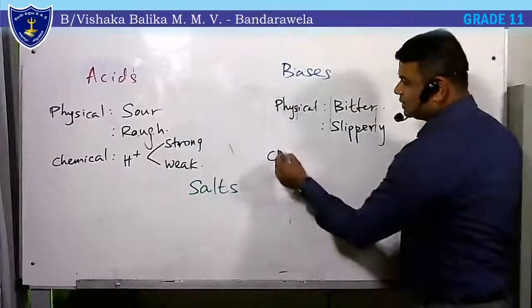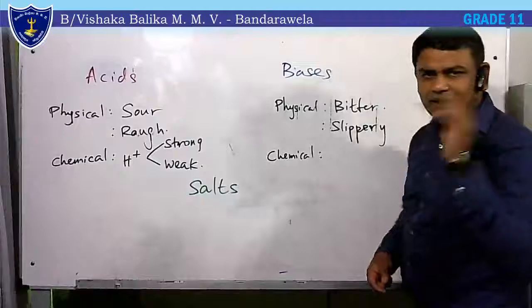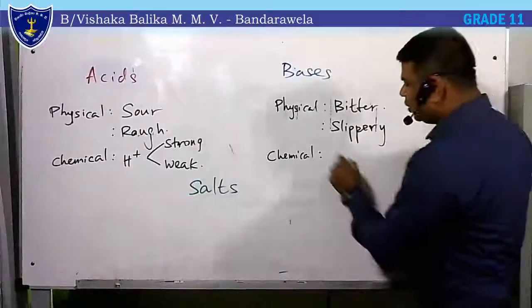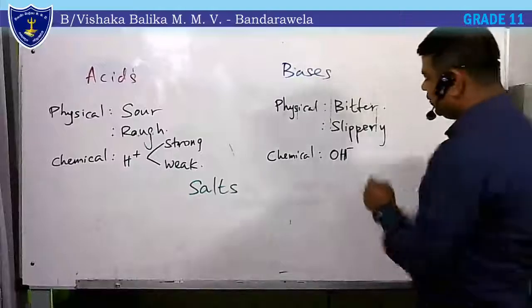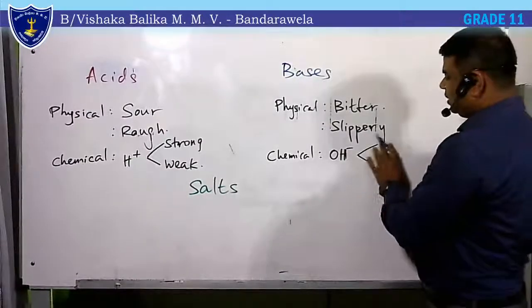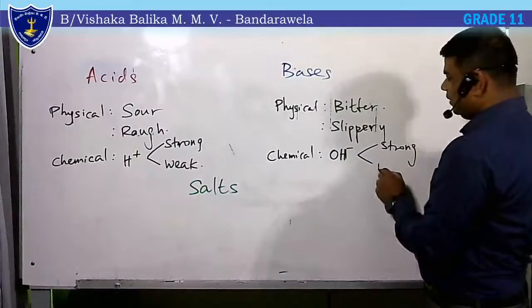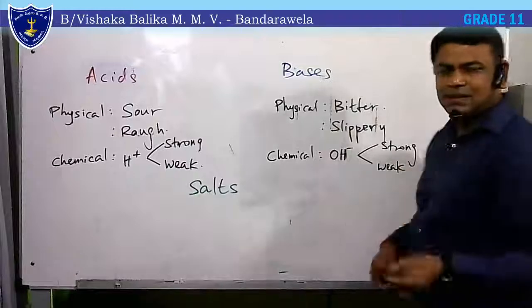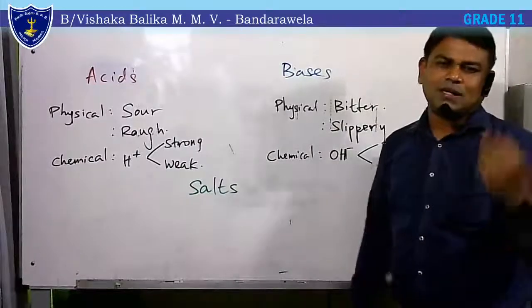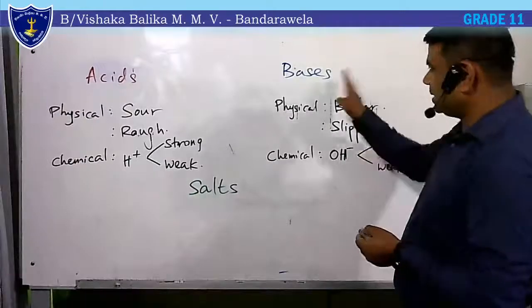Chemical features. Chemically, bases dissolve in water and liberate OH minus ions, hydroxyl ions. We can classify bases also as strong and weak. The ones which release the hydroxyl ions completely, totally ionized, and the partially ionizing ones. Strong and weak bases can be noticed.